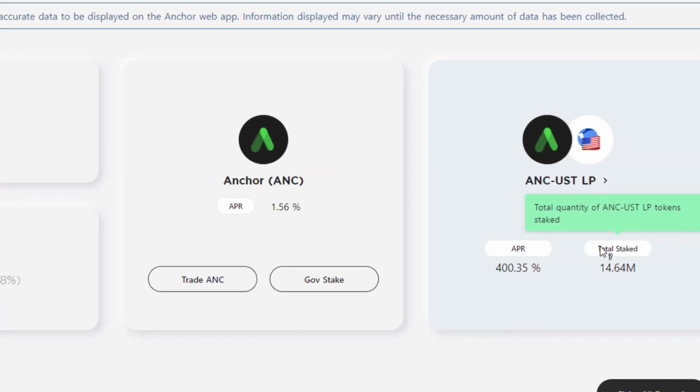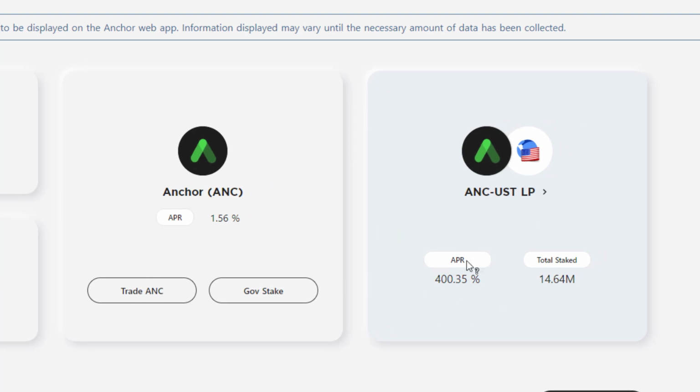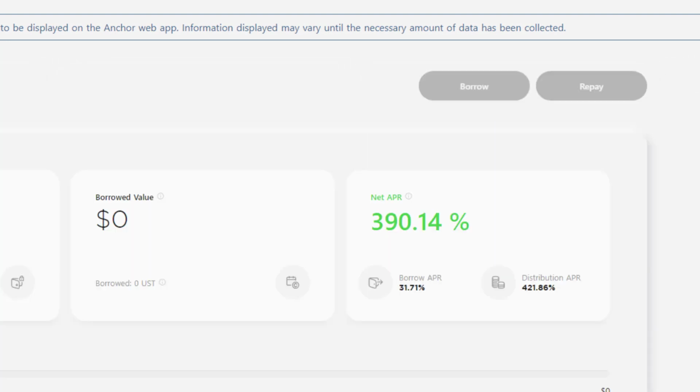And even with almost $15 million worth of tokens staked into the pool, the yield is still 400%. And the distribution yield for borrowing against your BLuna is over 400%. You couple these lucrative yields with the fact that VC and the team can't dump on you, we could potentially have a very nice run.